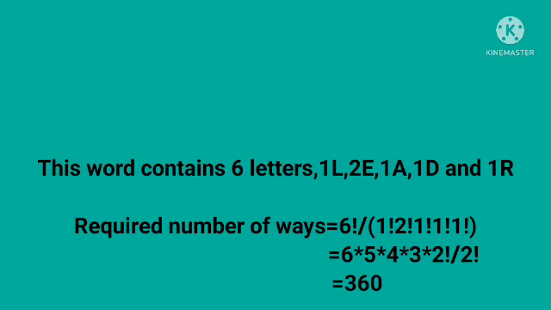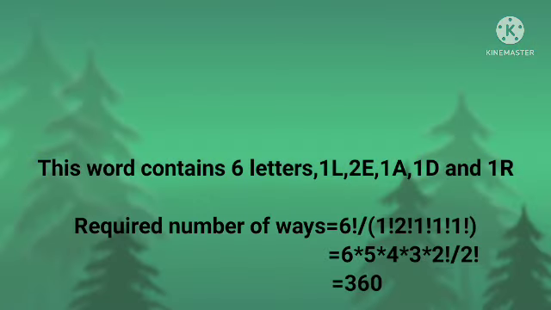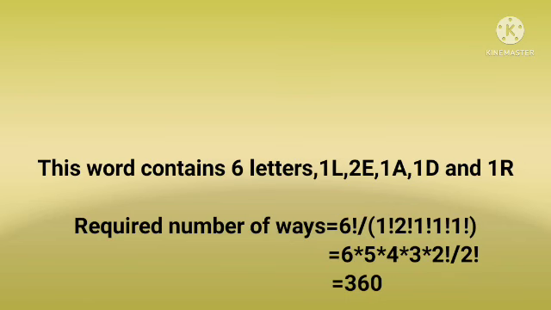To answer this question, we first need to look at the question correctly. This question asks us to find the required number of ways. The word has 6 letters: 1 L, 2 E, 1 A, 1 D, and 1 R. To find the required number of ways, it is the number of letters factorial over the factorial of the repeated letters. That means the number of ways equals 6 factorial over 1 factorial times 2 factorial times 1 factorial times 1 factorial, which equals 360. Then the answer is C.